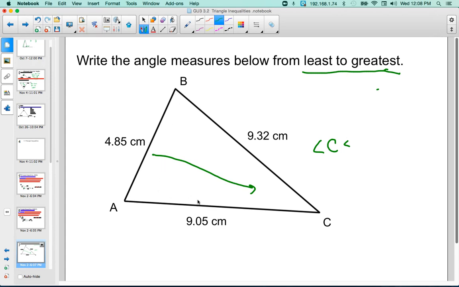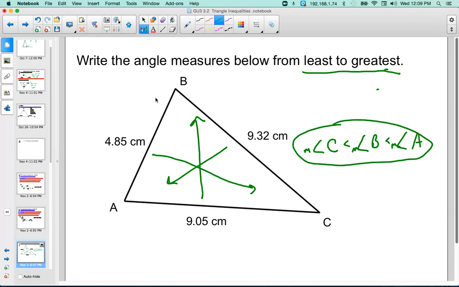Next biggest angle, this one, 9.05. So angle B. And then the last one would be the biggest side points to the biggest angle, angle A. Okay. Now, if you wanted to, you could probably put a little m in front of it. The measure of angle C is less than the measure of angle B, which is less than the measure of angle A. Least to greatest.